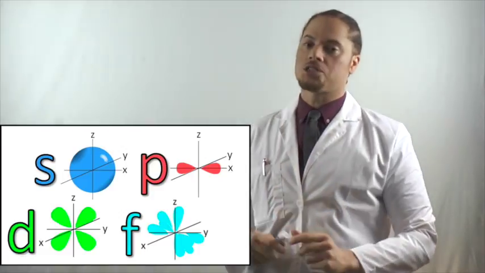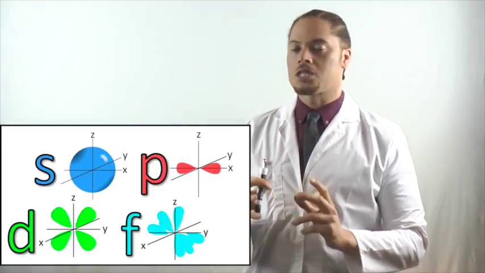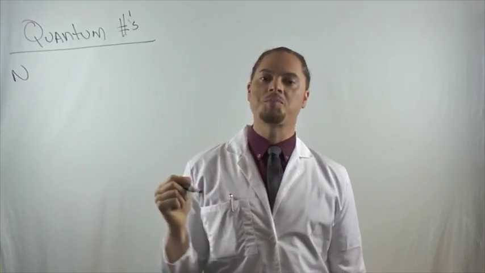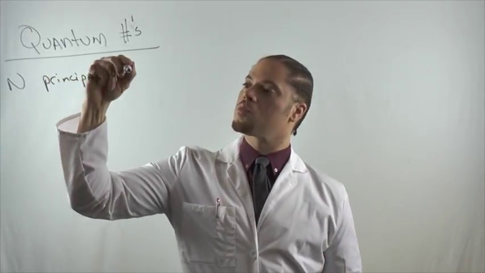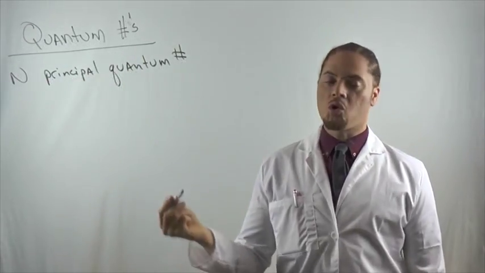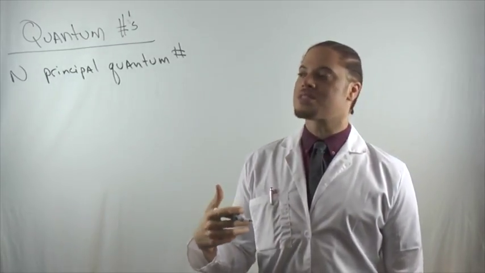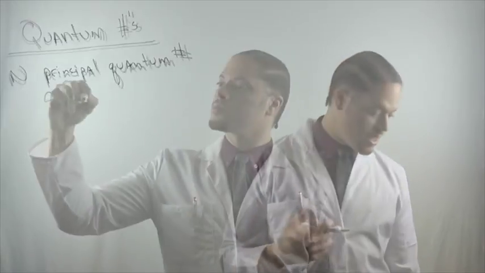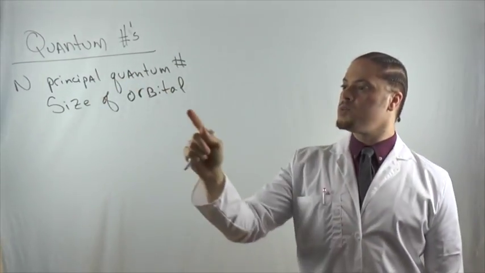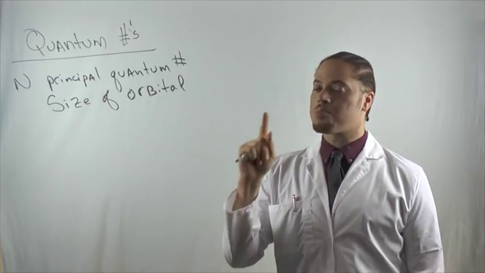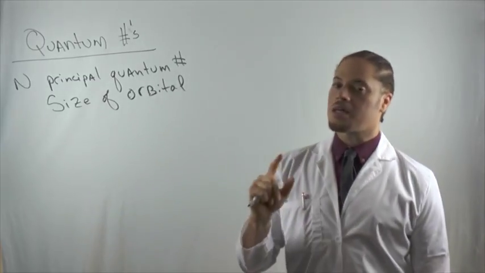To help understand the structure of atoms, chemists use quantum numbers. The letter n represents our principal quantum number. Our principal quantum number, which can be given a numerical value, describes the size of our electron cloud. I'm using this word orbital, not orbit. Orbital describes the probability of locating an electron.